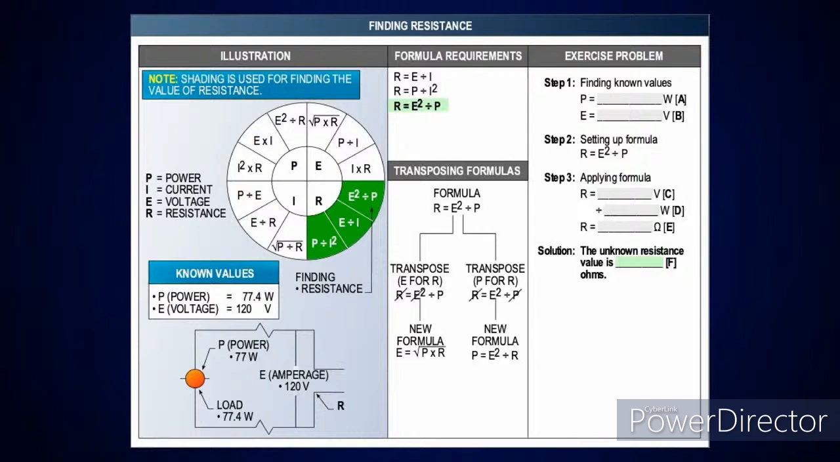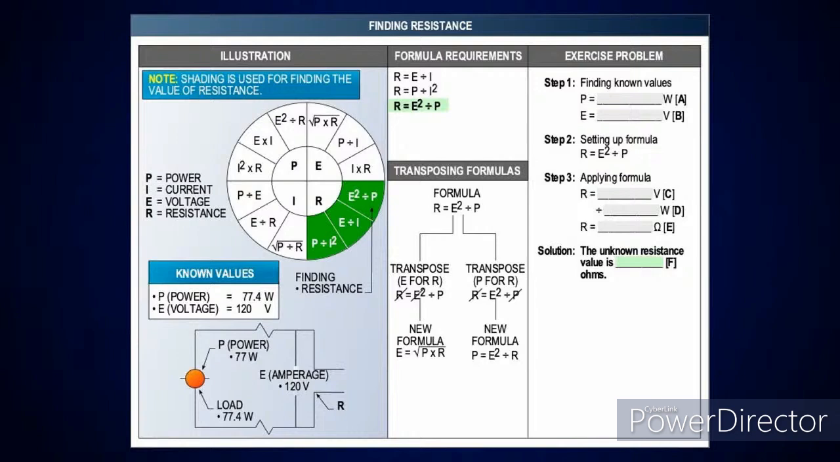So here you've got E squared divided by power. Okay, so that takes care of it. Once you know those values, square up the voltage, divide by power, and then that's going to give you what the ohms is.